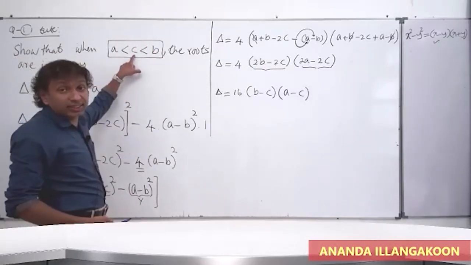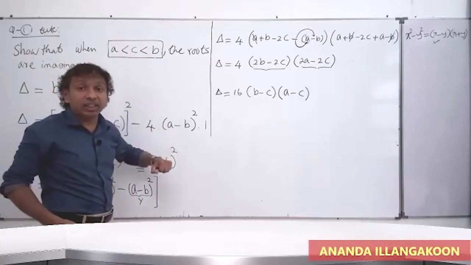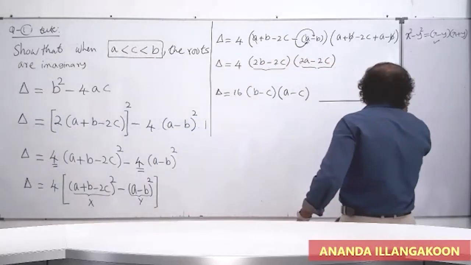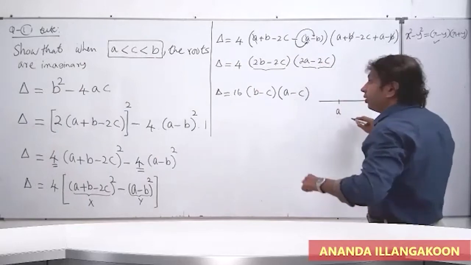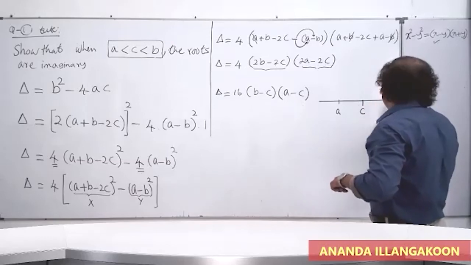a is smaller than c, smaller than b. People, I'm going to mark this a, b, c on the number line. Look at this. This is the number line. The smallest one is, people, a. Secondly, c. See, the biggest is b, people.